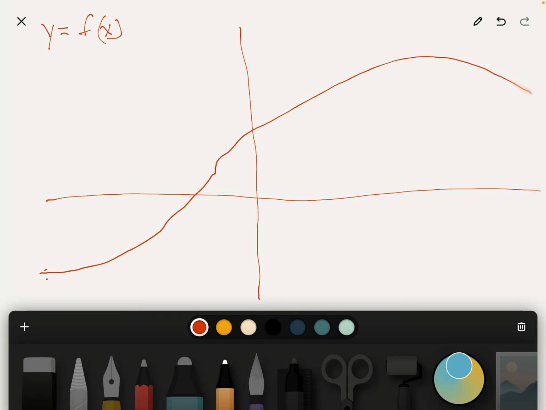Okay, so here's problem 41. And they show you the three graphs, A, B, and C, and you have to figure out which one's f of x, which one's f prime of x, and which one's f double prime of x. And I'm just going to tell you a good rule of thumb for a question like this.